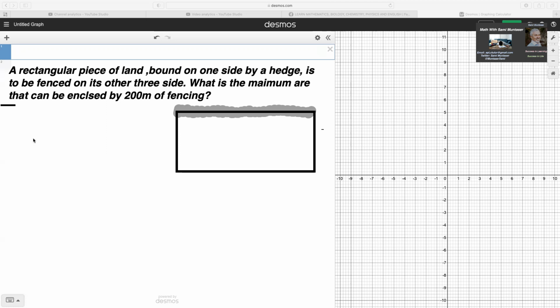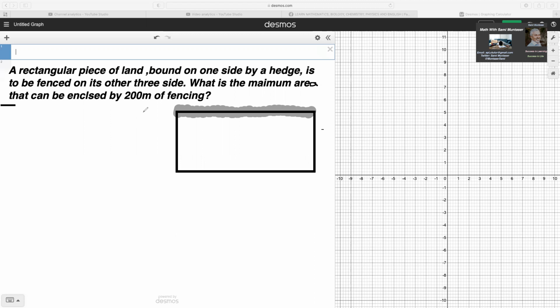We're doing quadratics, finding the max and min. A rectangular piece of land bound on one side by a hedge, so this is the hedge here, is to be fenced on its other three sides. So these three sides right here. What is the maximum area that can be enclosed by 200 meters of fencing? That should be the area right there.